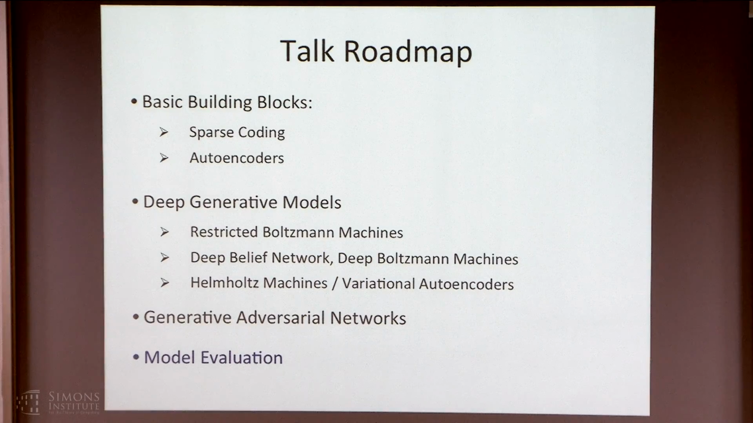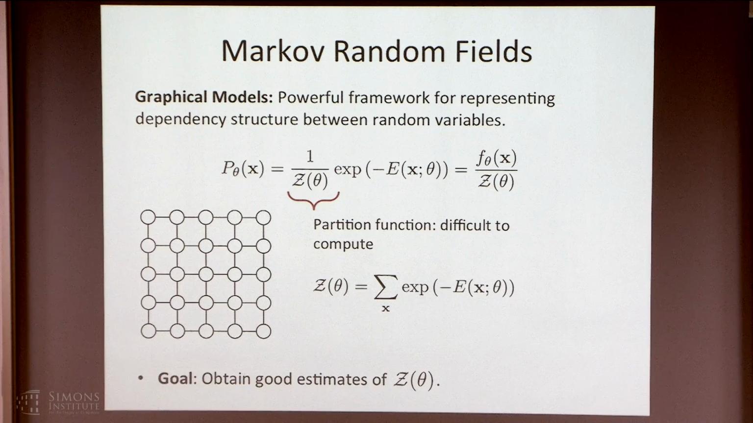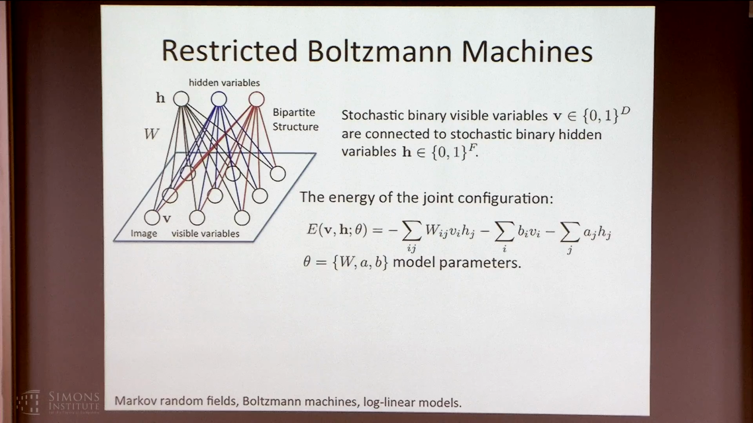But let me try to address the problem of model evaluation. In graphical models in general, we have some probability distribution, we have some energy function on unnormalized probability, and we have this partition function, and this is an exponential sum. So with things like deep belief networks, Boltzmann machines, restricted Boltzmann machines, you can't really compute the probability of X. That's a problem. This is known as the partition function. We want to have some good estimate of the partition function.